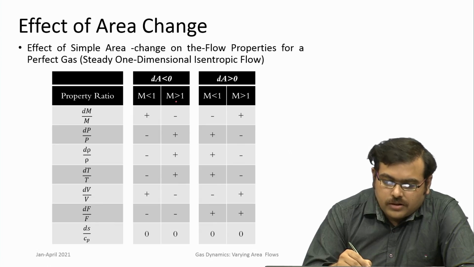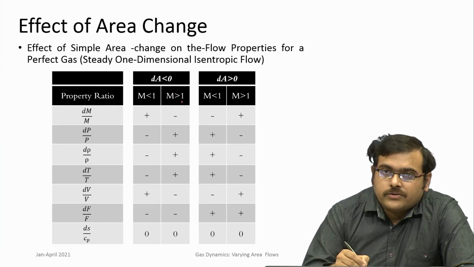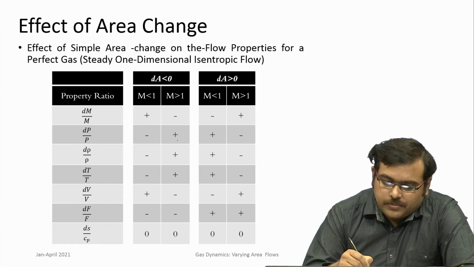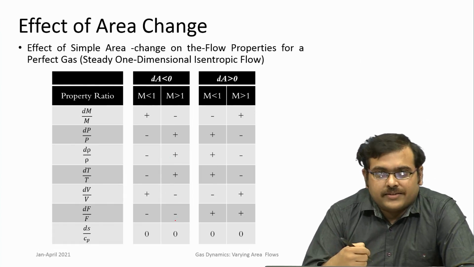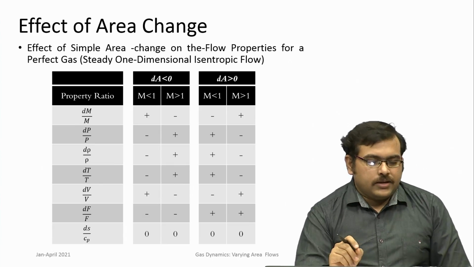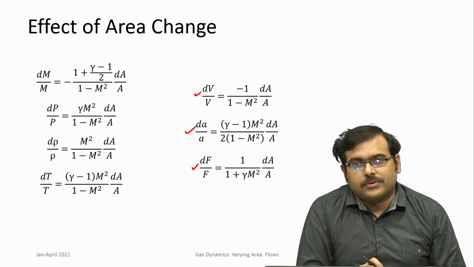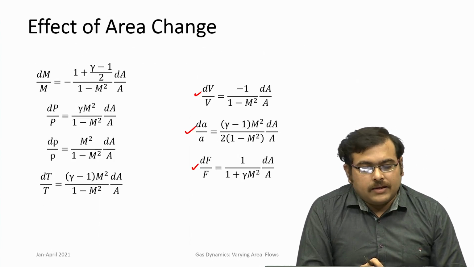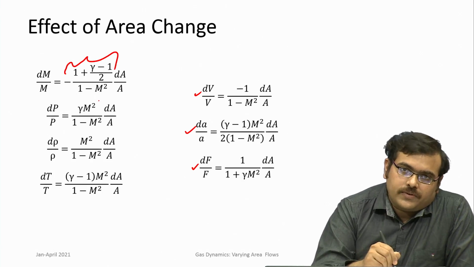Similarly, for convergent ducts and supersonic flow, Mach number decreases, pressure increases, density increases, temperature increases, velocity decreases, impulse function decreases. So in one shot you can get how all these variables change. This kind of representation is called influence coefficients, where these coefficients are called influence coefficients.